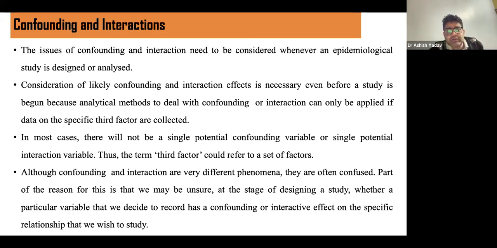So in most cases, there will not be a single potential confounding variable. Thus, the term third factor could be referred to. There can be more than one confounding or more than one interaction variable. Although confounding and interaction are very different phenomena, they are often confused. Part of the reason for this is that we may be unsure, at the stage of designing a study, whether a particular variable that we decide to record has a confounding or interactive effect on the specific relationship that we wish to study.